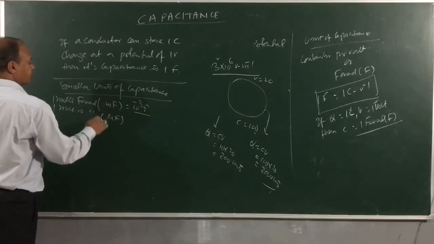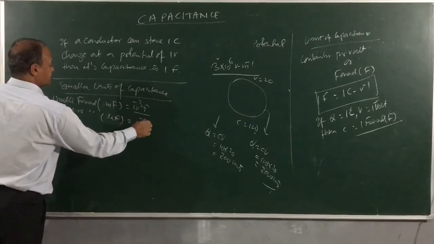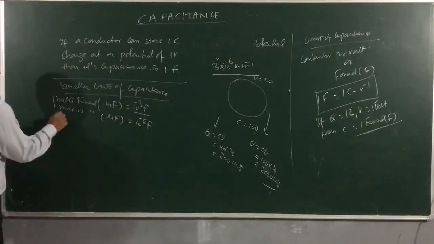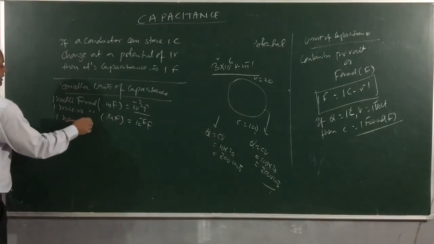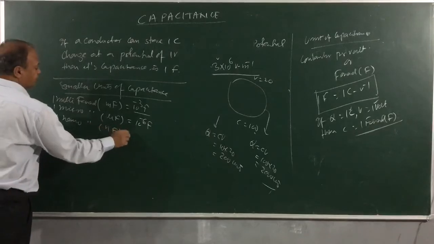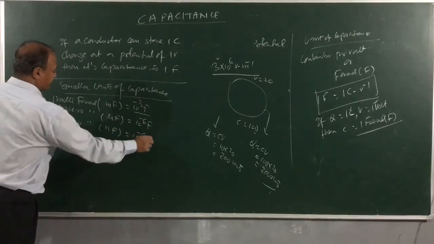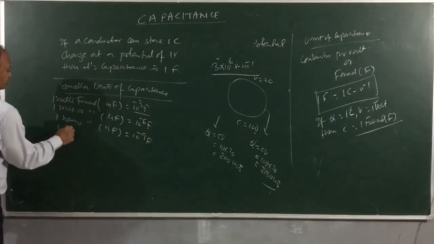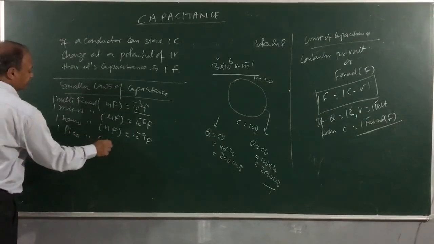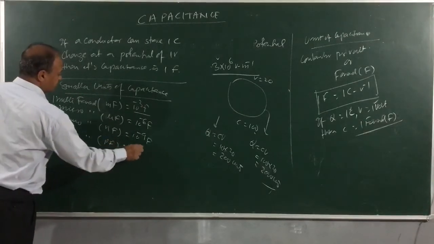Okay, 1 microfarad, which is 10 to the minus 6 farad. Then we have nanofarad, NF, which will be 10 to the minus 9 farad. Now we have 1 picofarad, PF, which is 10 to the minus 12 farad.